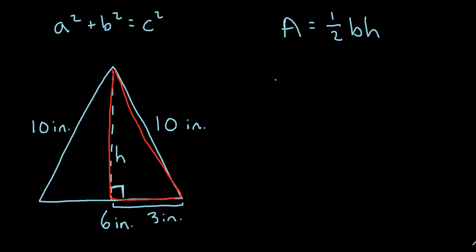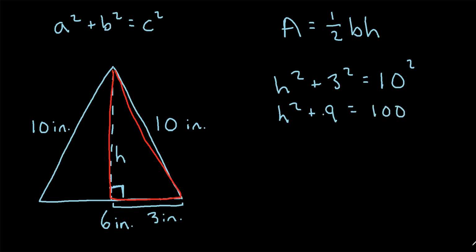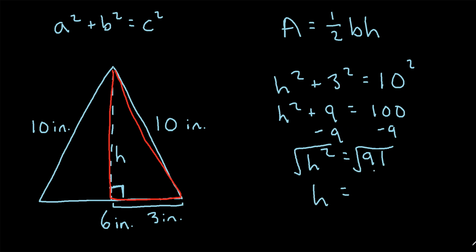So here's what we can write. We can say h squared plus 3 squared must be equal to the hypotenuse squared, which is 10 squared. So we can solve for h and figure out what the height is of this triangle. So h squared plus 3 squared, that's 3 times 3 is 9, is equal to 10 squared, which is 100. To solve for h, we can subtract a 9 from each side, so we get h squared is equal to 100 minus 9, that's 91. And to figure out what h is, we can take the square root of each side. So the square root of h squared is just h. So we get h is equal to the square root of 91, which we can't simplify, so we'll just leave it as the square root of 91.